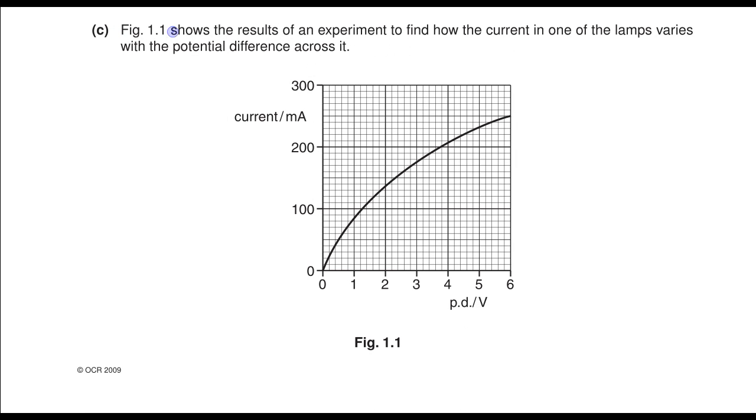Figure 1.1 shows the results of an experiment to find how the current in one of the lamps varies with the potential difference across it. We can see that the potential difference ranges from 0 to 6, and as it increases, the current also increases to the maximum value of 250 milliamps when the PD is at the maximum.